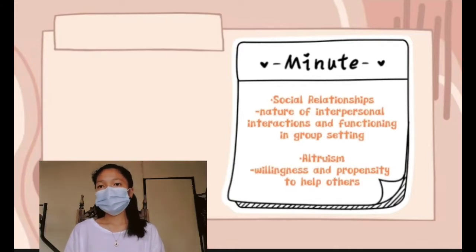Next, under social relationships, is altruism. It is the willingness and propensity to help others. It is doing something to help another person with no expectation of reward, helping someone despite personal costs or risks, and sharing resources even in the face of scarcity.